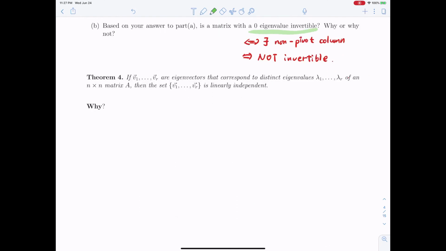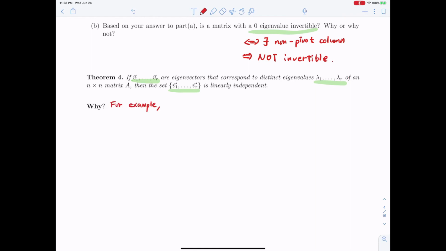So now we want to talk about bases, about the eigenspaces. So suppose that V1 through Vr are eigenvectors that correspond to the distinct eigenvalues lambda 1 through lambda r, then the set V1 through Vr is linearly independent. So let's think about why this has to be true.